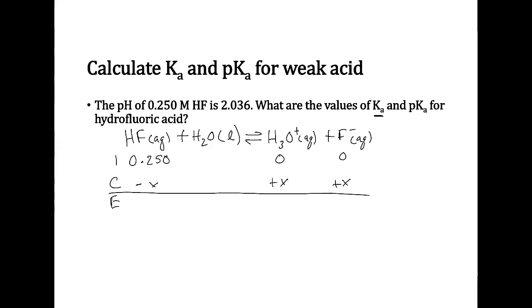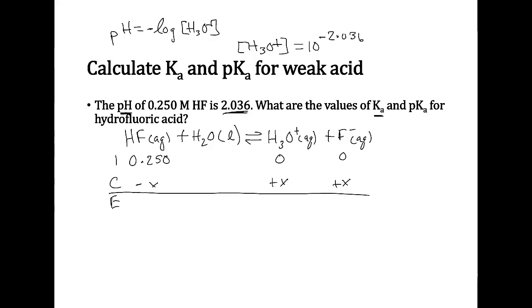Okay, so there's another piece of information that is given in this problem. We're given that the pH is 2.036. So what that means is that the equilibrium concentration of H3O+ can be calculated. We know that pH is equal to the negative log of H3O+. So since we're given the pH, we can figure out the concentration of that H3O+, taking H3O+ equal to 10 to the negative 2.036.